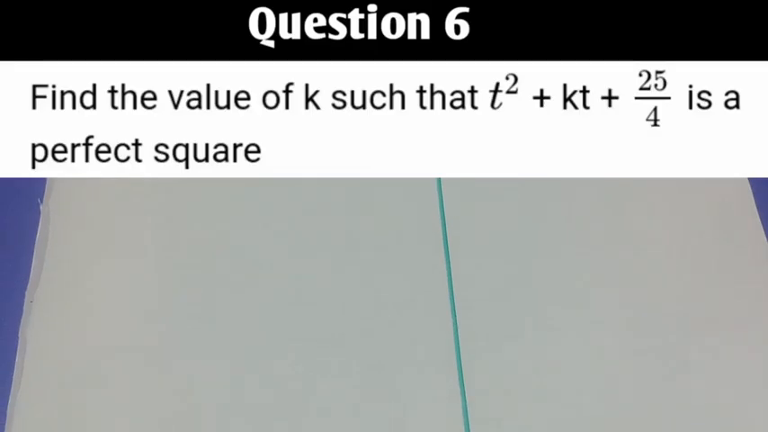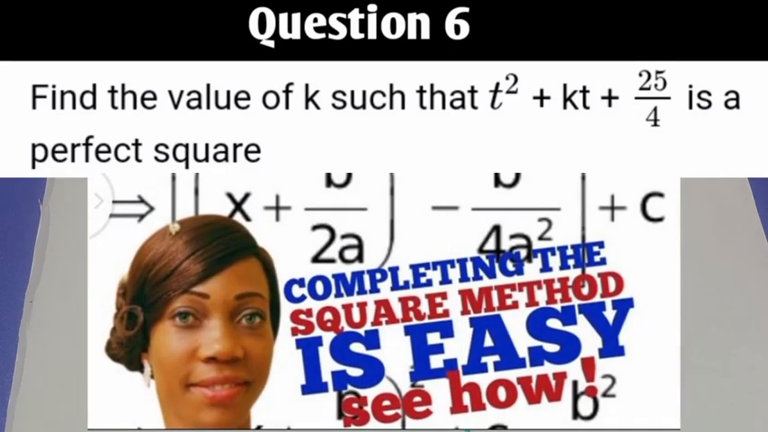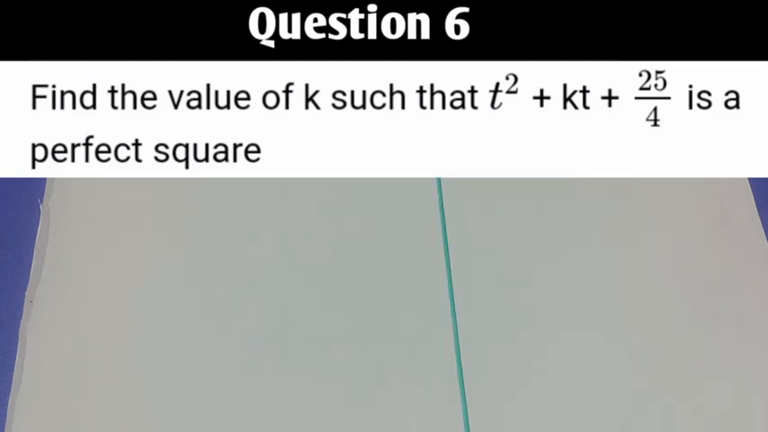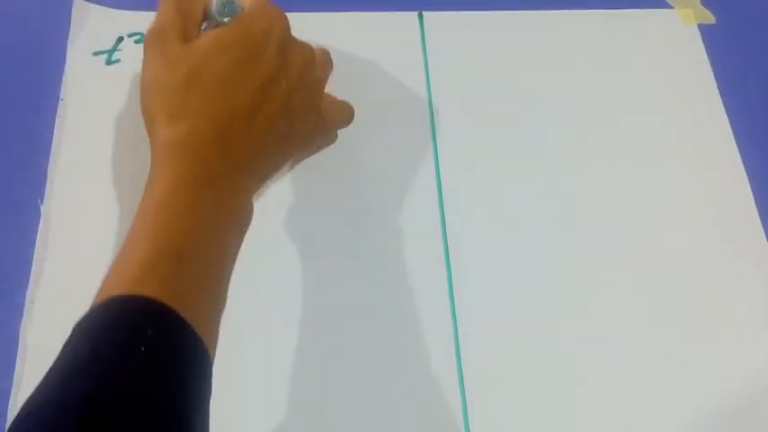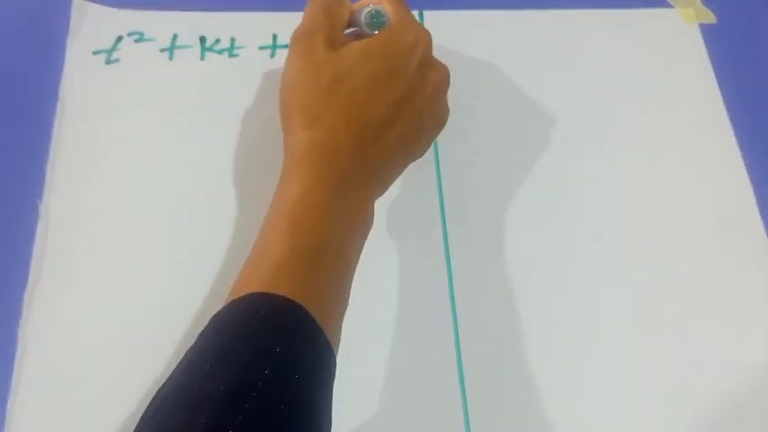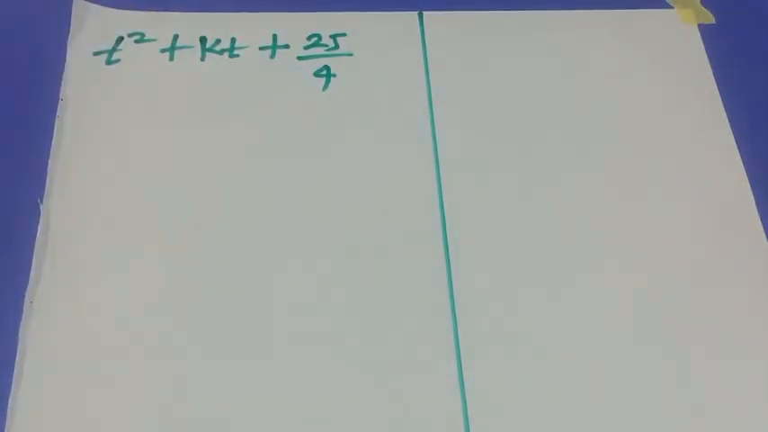Question 6. Find the value of k such that t squared plus kt plus 25 over 4 is a perfect square. Please watch that video on the completing the square method. This problem can be solved when you understand completing the square. It's very easy. I did a video on that. Please watch it. When you have a problem like this, we have t squared plus kt plus 25 over 4. We want to find the value of k that will make this expression a perfect square.